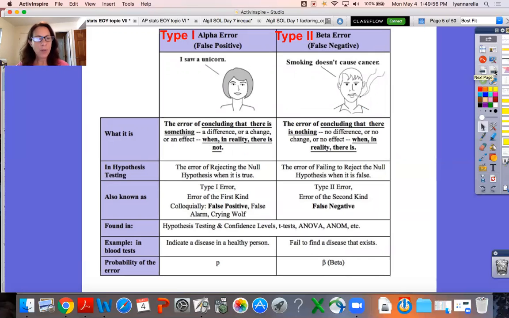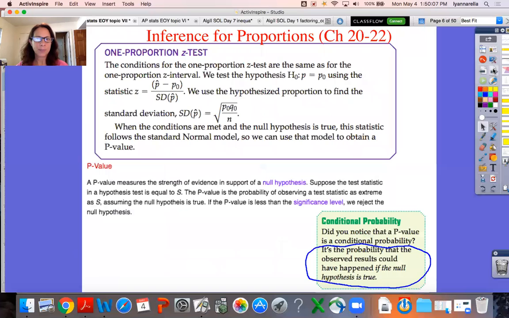Oh, and by the way, you're allowed to have your notes with you on the test. So if you want to get all the notes that we've used for the review days, you can have this stuff in case you forget what type 1 and type 2 errors are.